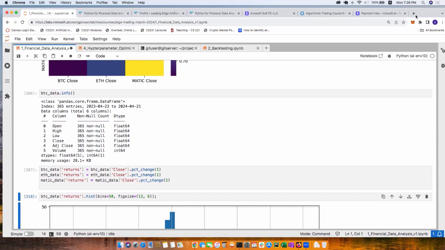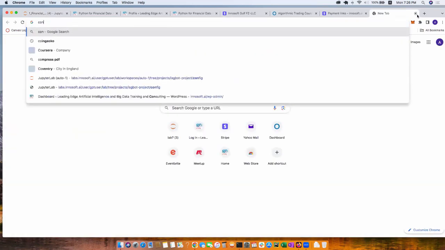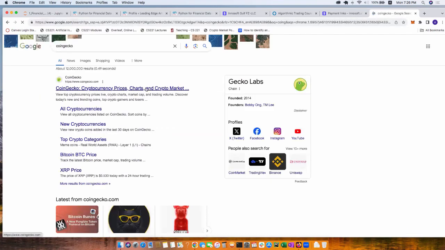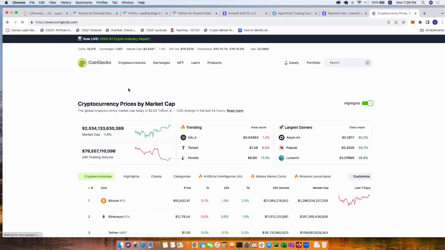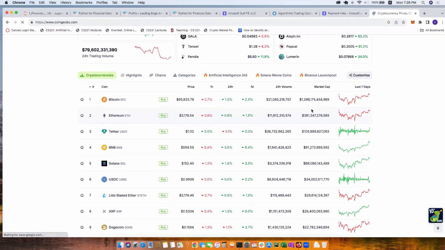To make it a little bit more practical, there are websites that you can go to. If you go to this website, it will sort the cryptos based on their market cap. Notice that as of today, the market cap of Bitcoin is around $1.2 trillion. That's trillion, not billion. And the trading volume for 24 hours was $21 billion. And this is the percentage change, which is what we are calculating. This is for 1 day, and then this is for 7 days. You can also look at it for shorter periods, like 1 hour.